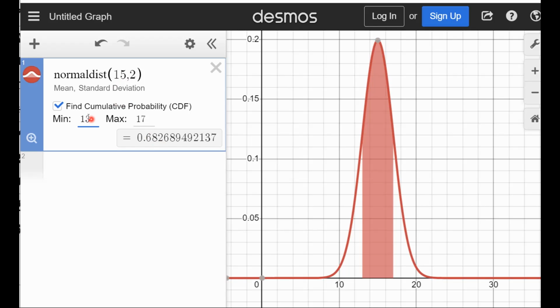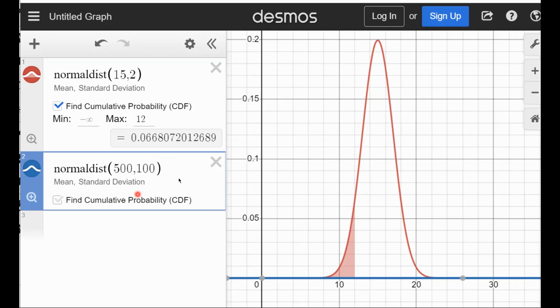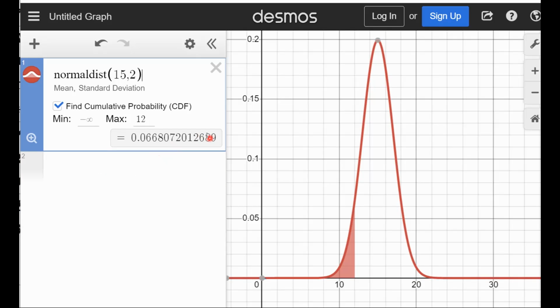The second question from our notes, we wanted to know whether it was either less than 12 or greater than 21. So less than 12, if I click off of this, here's my negative infinity, and then I need 12, not 100. And I see that I get this much. Sorry, I didn't want to copy that. I wanted to just copy this here.